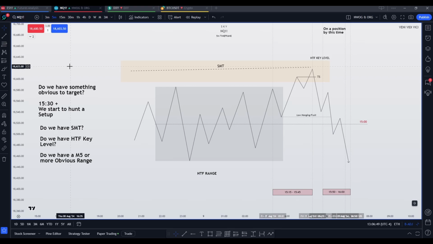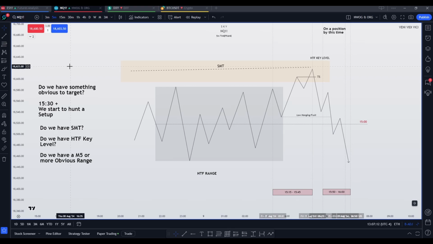That's how I've been using it. Also with the SMT and the higher time frame key level and the range. So if we see a range on the 5 minutes, it will be a good Moc. Rather, if we just see a 1 minute range, we want to see some sort of purge on the highs.